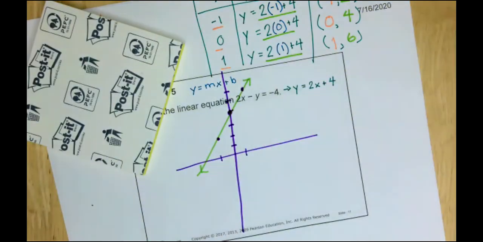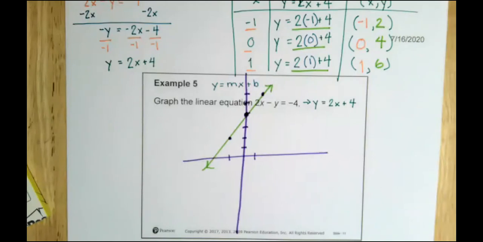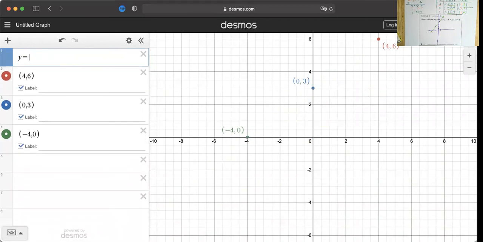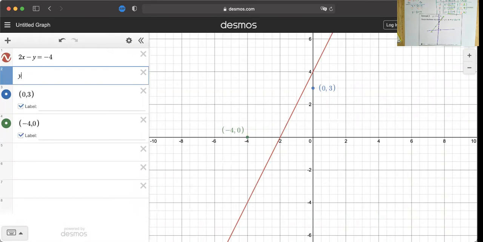There's my graph. And let's see what Desmos says. All right, and let's look at Desmos. So here you can put in the equation y equals 2x plus 4, or you can type in 2x minus y equals -4. Y equals 2x plus 4. You see it's the same line.